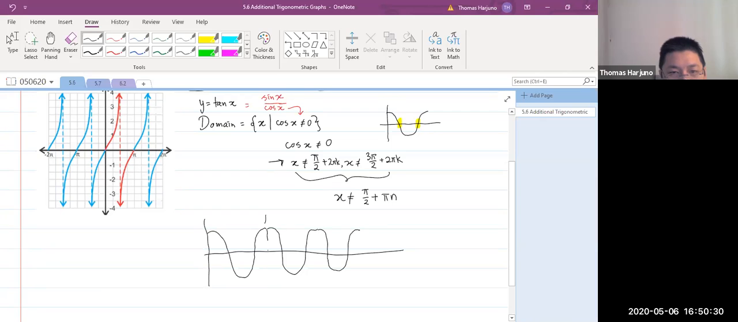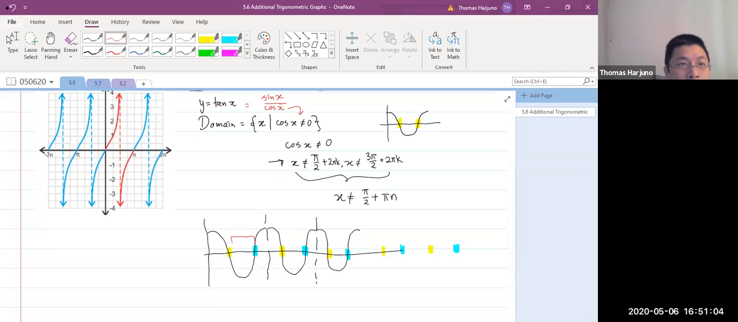So this is 2 pi, this is 4 pi, right? Now pi over 2 happens here, plus 2 pi, plus 2 pi, plus 2 pi. And then 3 pi over 2 here, it hits 0. Cosine hits 0 there, plus 2 pi, plus 2 pi, plus 2 pi. Now it turns out that all of these yellow and blue ones are actually spaced by pi.